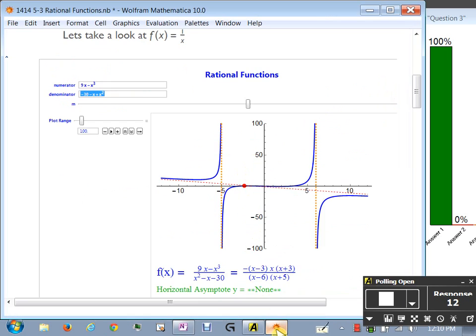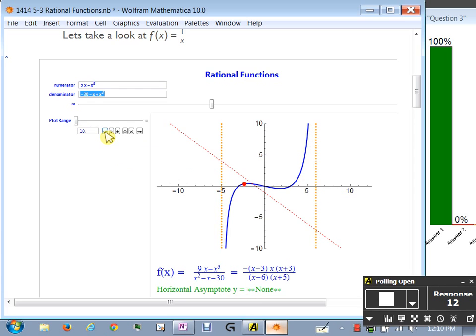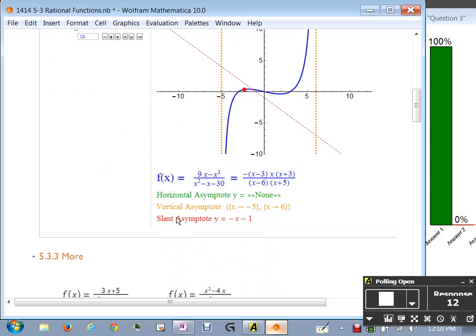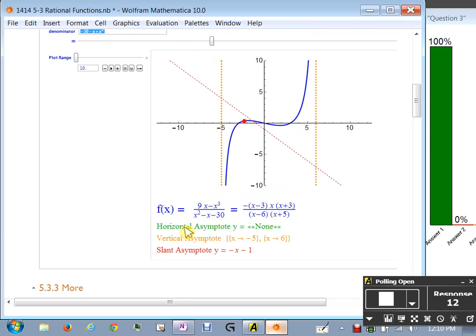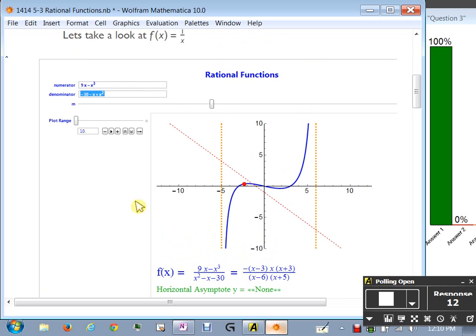So if I go here, it's hard to see it. Let me see if I can zoom in again. Why do we have -1? Negative x plus 9x.